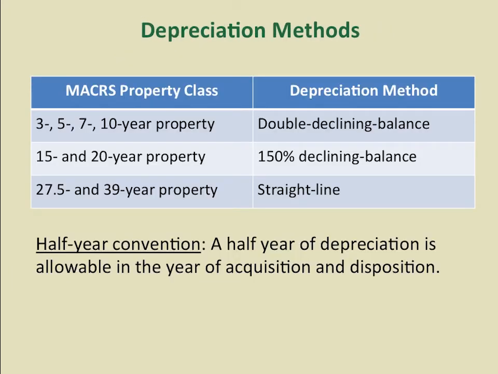In terms of depreciation method, tax laws are very specific. For example, for the 3, 5, 7, 10-year property, the double declining balance method needs to be used. For 15-year and 20-year property, the 150% declining balance method will be used. For 27.5 and 39-year property, the straight line method will be used. And in the year of acquisition and disposition, only half of the depreciation expenses using those methods is allowed.